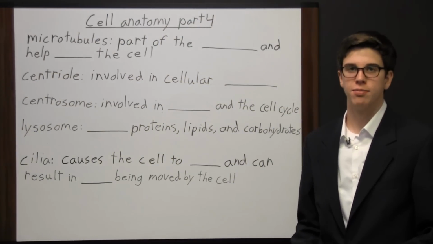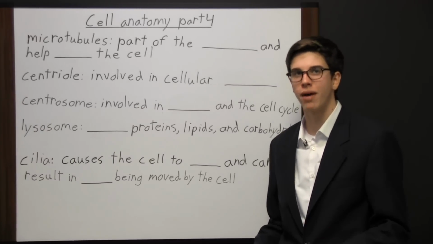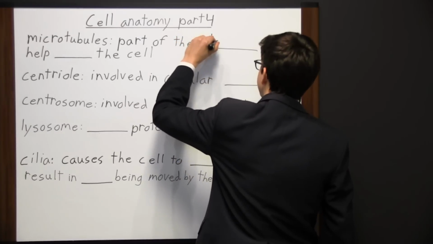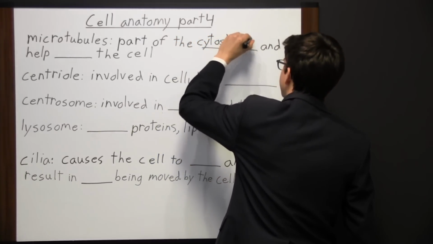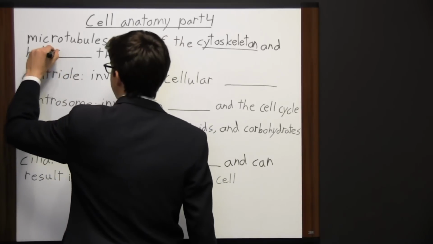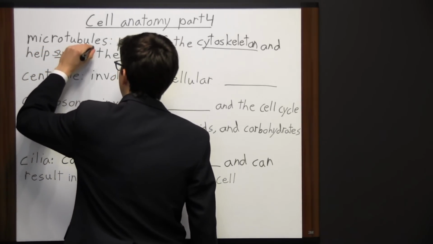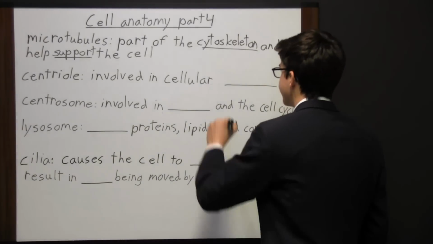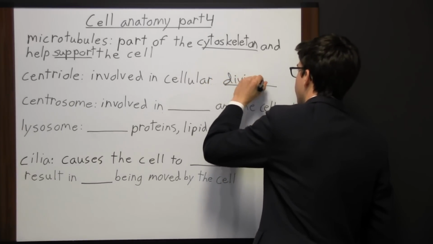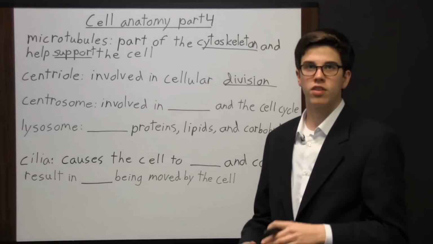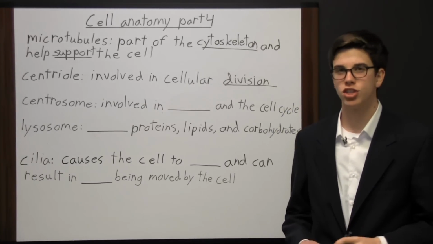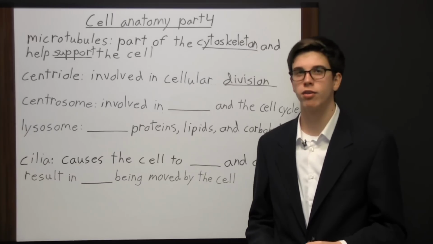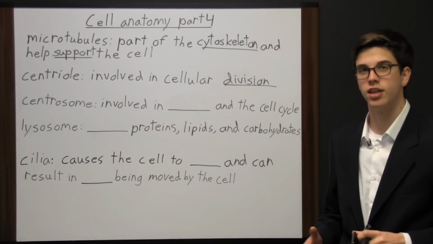We're going to take a look at some parts of cell anatomy, starting with microtubules, which are made of protein and are part of the cytoskeleton. And they also help support the cell. And then we have the centriole, which is involved in cellular division. Now, the centrioles are cylinder-shaped structures near the nucleus. Each cylinder consists of 9 groups of 3 microtubules, and the centrioles occur in pairs.